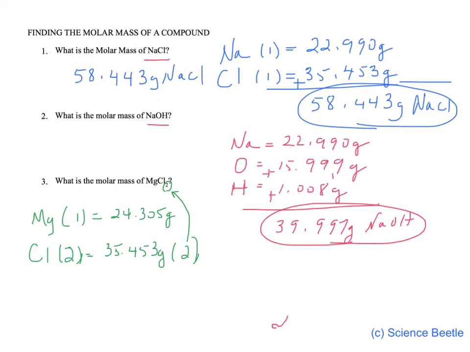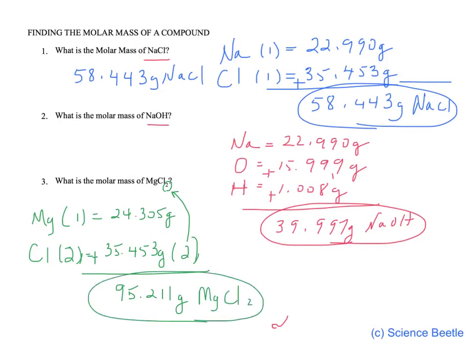And then when we add the 24.305, the answer that we wind up getting in total, when we add these two amounts combined, is 95.211. And this is going to be grams of MgCl2. And this is your last answer for this problem set.